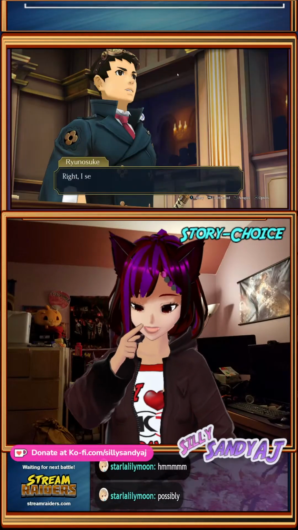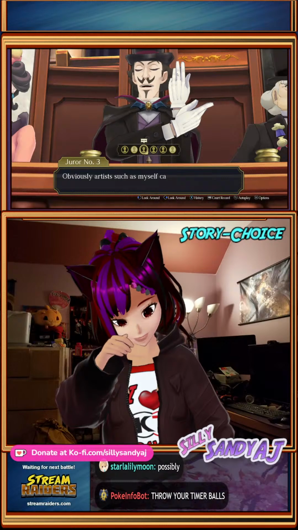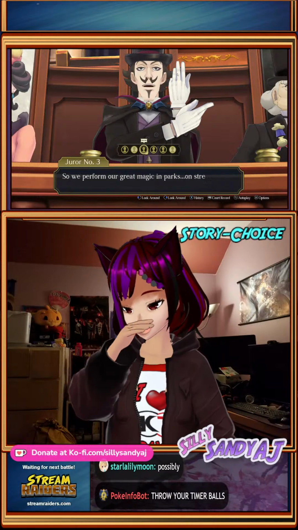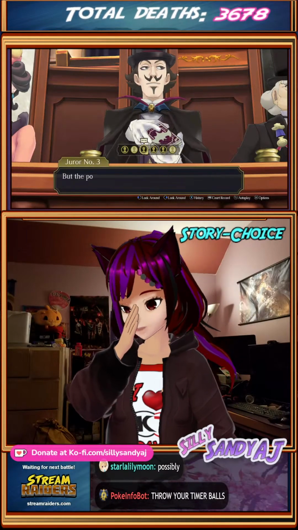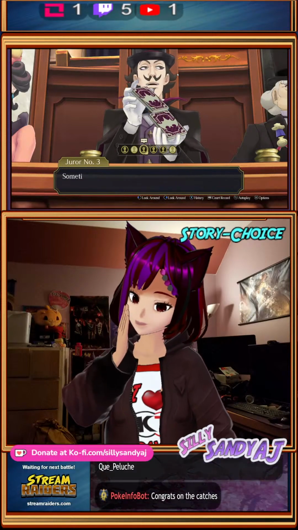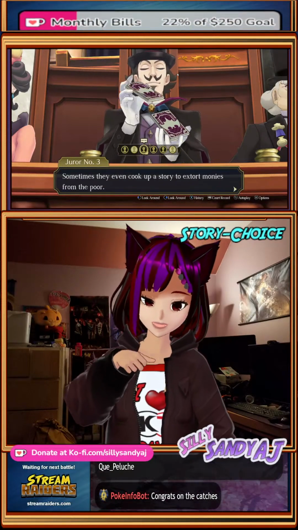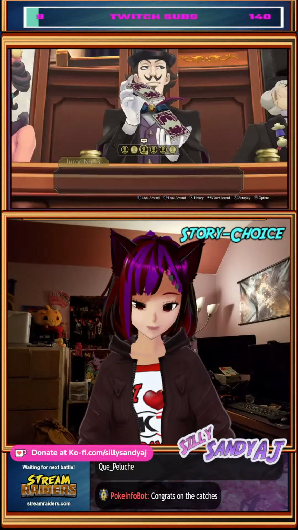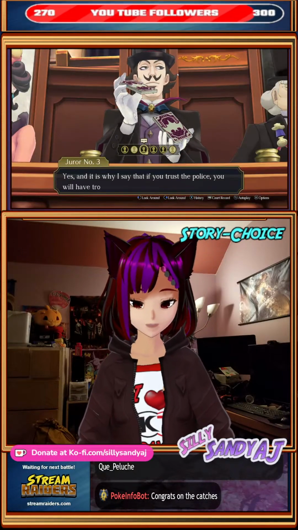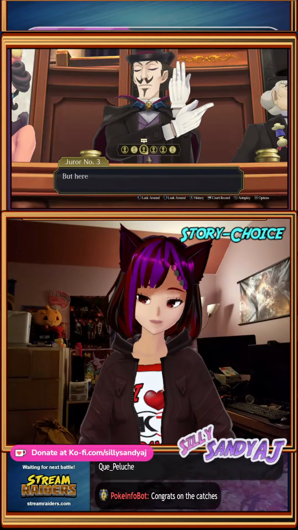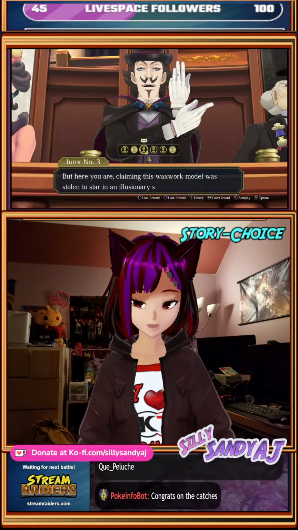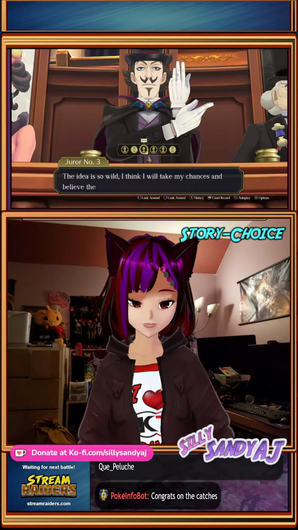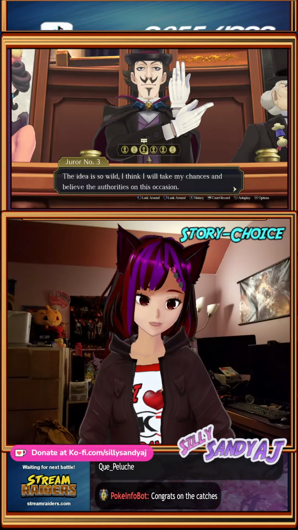Okay, we already saw this guy. Okay, he's not interrupting this time. Sometimes they even cook up a story to extort money from the poor. Well, that's definitely not right. Yes, and that is why I say if you trust the police, you will have trouble. But here you are, claiming this waxwork model was stolen in order to star in an illusionary spectacular. The idea is so wild. I think I'll take my chances and believe the authorities on this occasion.